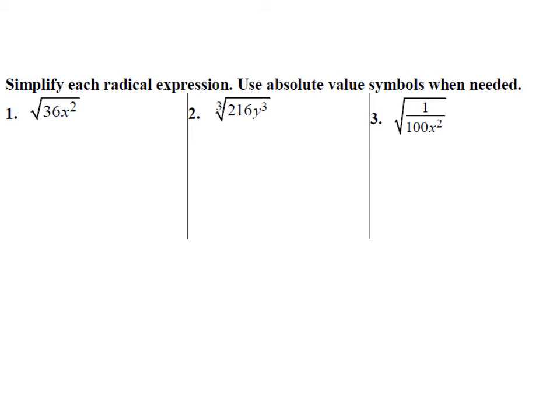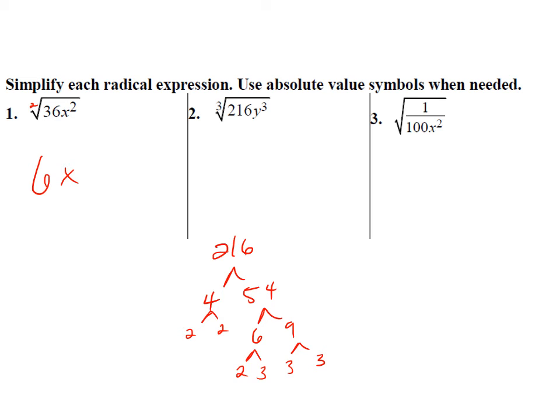All right, so the square root, remember no index means square root, of this would be 6x. Remember x would be positive. Here, cube root of 216y cubed. 216 breaks down to be 4 and 54. 4 breaks down to be 2 and 2. 54 breaks down to be 6 and 9. 6 and 9 breaks down to 2 and 3.